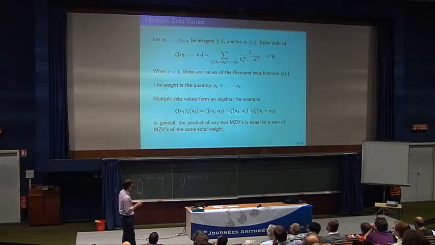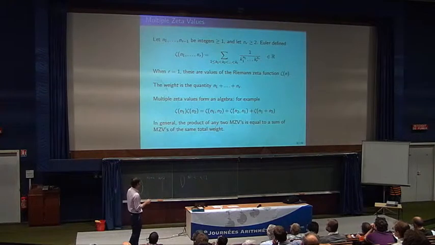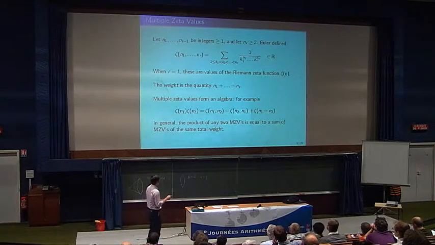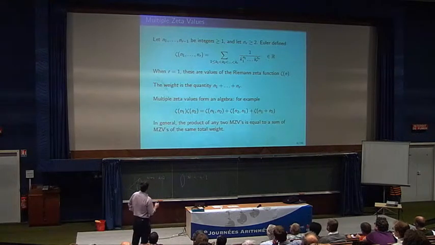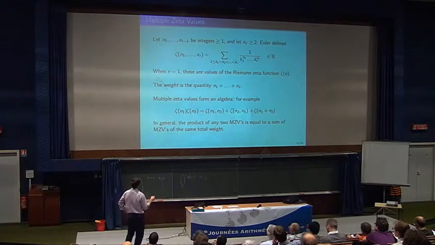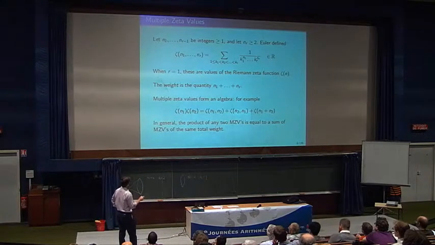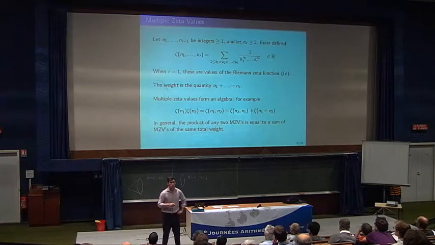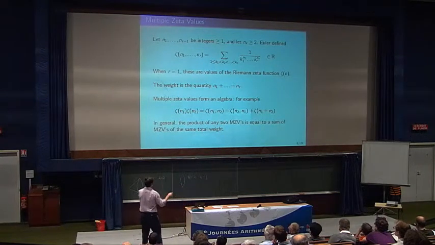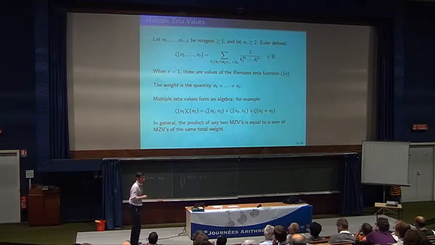Now, precisely because of this assumption that n_r is greater than or equal to 2, this nested sum converges, and it defines, again, a positive real number. In the case when r equals 1, of course, there's no nesting, it's just the simple sum, and we get back precisely the values of the Riemann zeta function, which is a complete anachronism, of course, because it was known to Euler almost a century before.